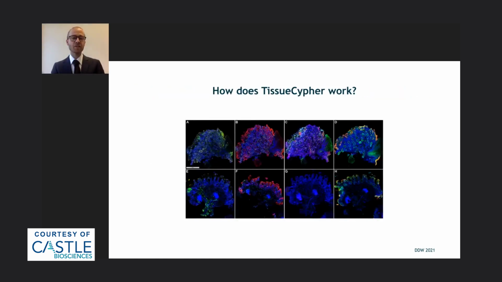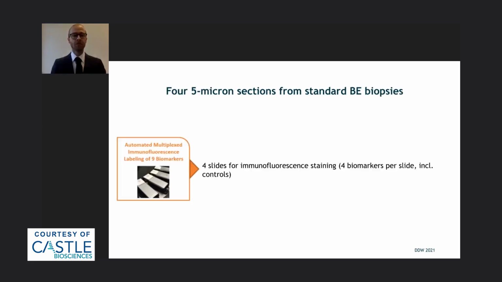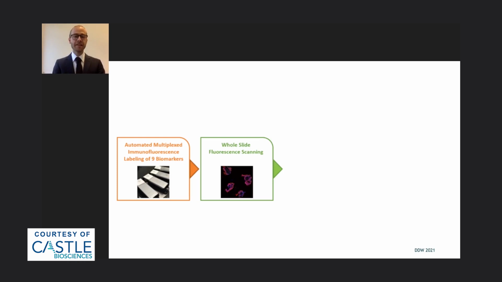But how does TissueCypher exactly work? First, 4 or 5 micron sections from standard Barrett's biopsies are cut. So 4 slides for immunofluorescence staining, 4 biomarkers per slide, including controls. Second, these slides are digitalized using whole slide fluorescence scanning.